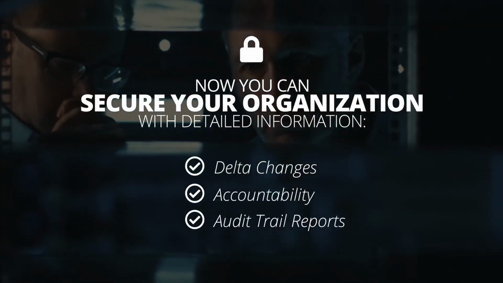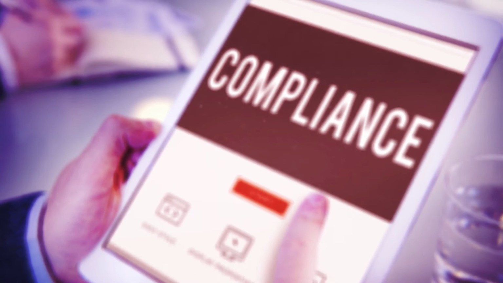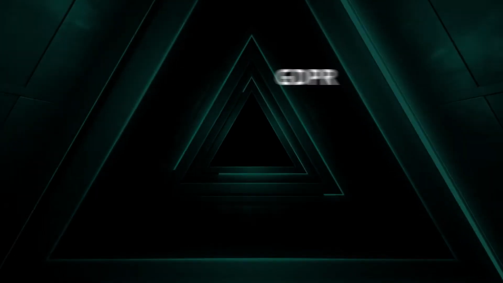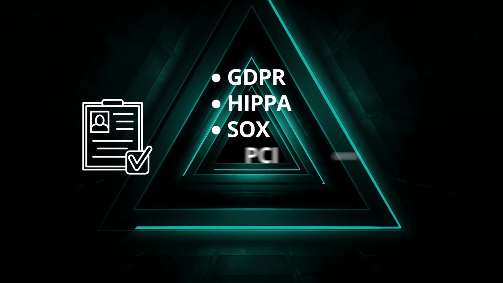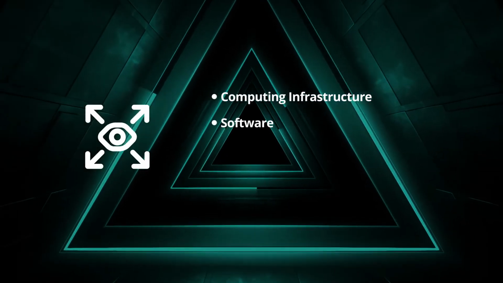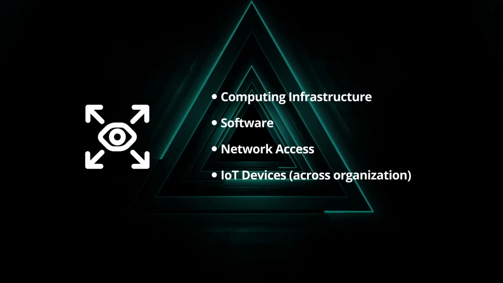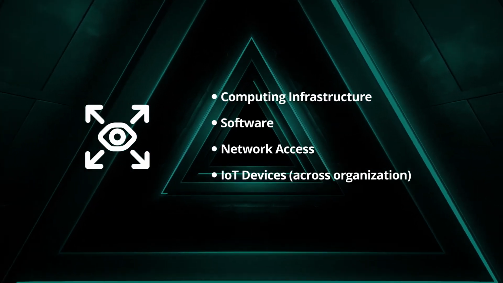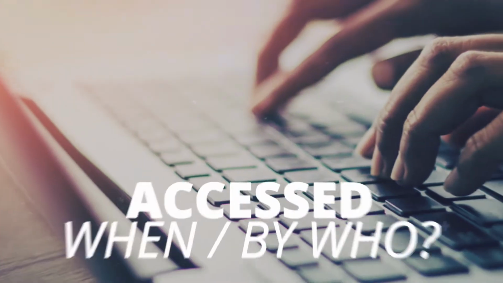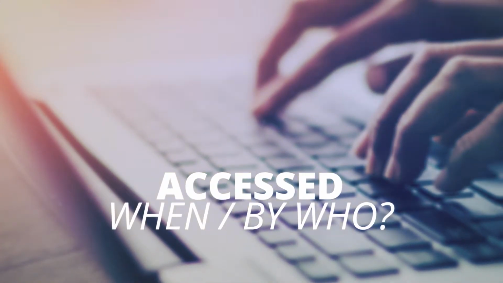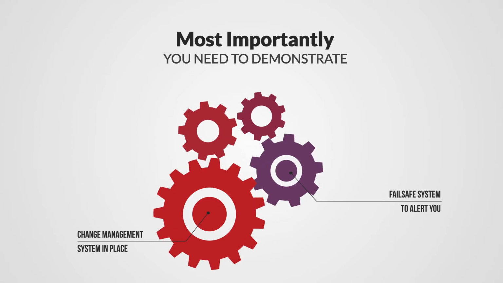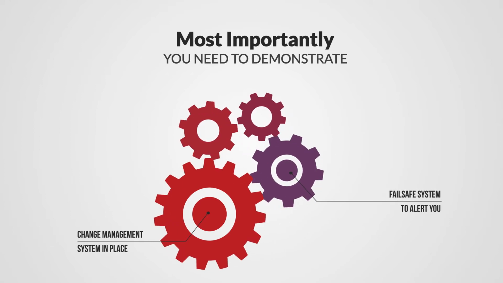If you are responsible for compliance, you are maniacal about accountability. Whether it's GDPR, HIPAA, SOX, PCI, ISO, or internal controls, you need to track everything from the computing infrastructure, software, network access, to IoT devices across the organization. You need to know when they are installed, where, and by who. You need to know who is accessing them and when. So most importantly, you need to demonstrate there is a change management process in place and there's a fail-safe system to alert you when it's been bypassed.